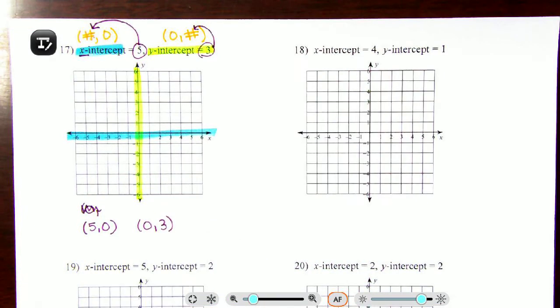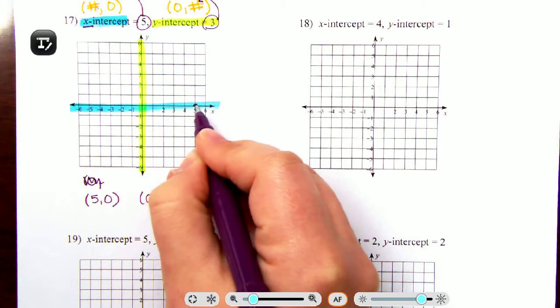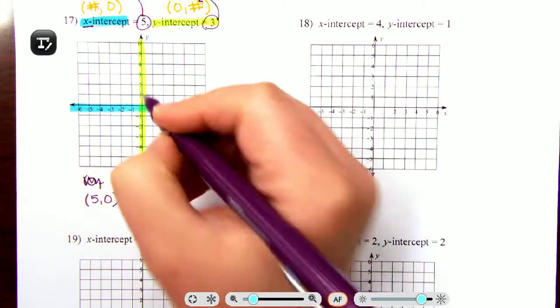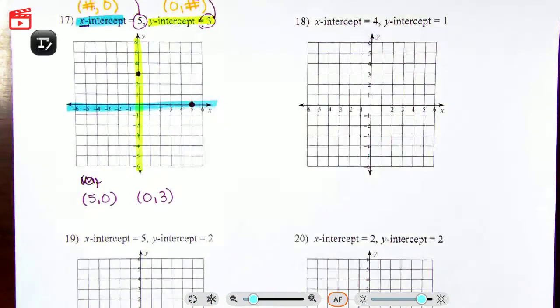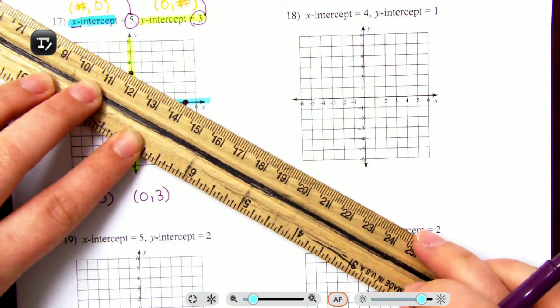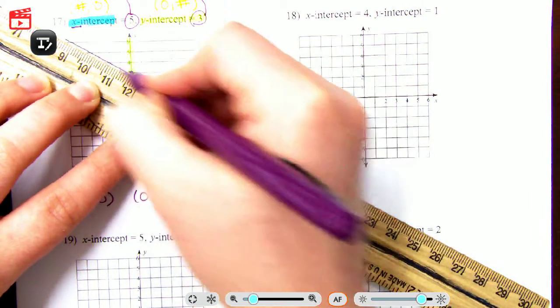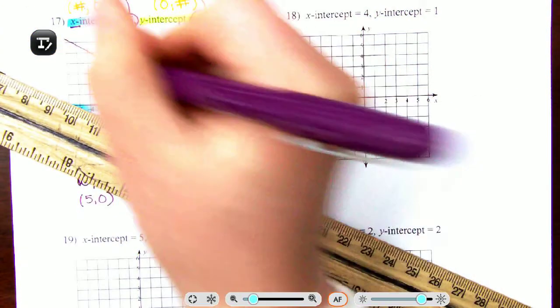Once I have these 2 points, you're going to graph them. So I'm going to have 5 on the x. Here it is. I have 3 on the y. There it is. And you don't need slope. All you need is 2 points to make a line. So we have 2 points. One of them is the x-intercept. The other one is the y-intercept. And we have enough to graph a line.